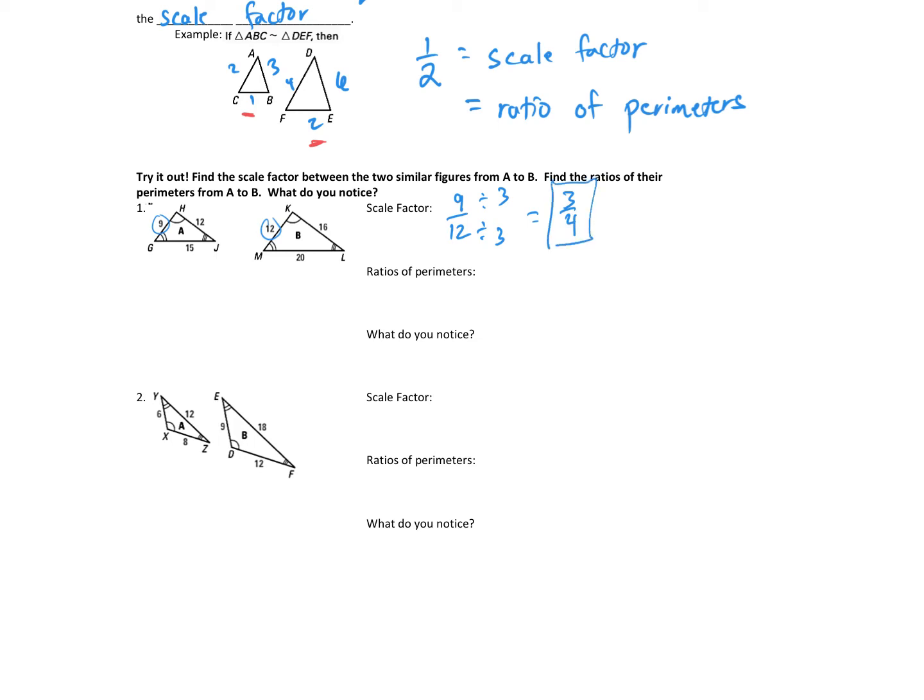Let's check my perimeter. So let's do 9 plus 12 plus 15, and I want to compare that to the other one, which is 12 plus 16 plus 20. Okay, 9 plus 12 plus 15 is 36. 12 plus 16 plus 20 is 48. I can divide the numerator and the denominator by 12. This gives me 3 to 4. So look at that. The ratio of my perimeters is the exact same as my scale factor. They are the same.